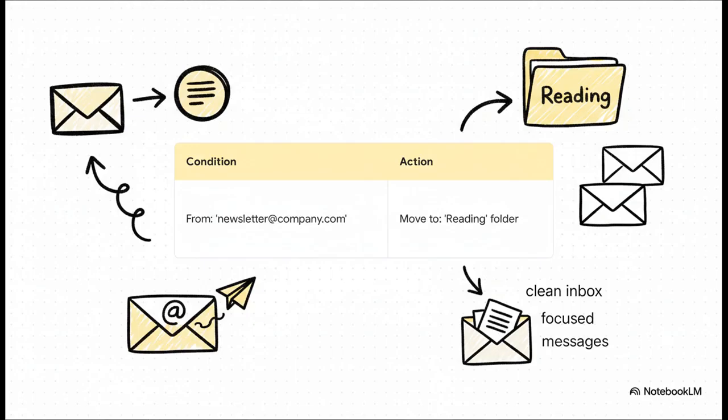Here's a perfect example. We all get newsletters, right? They're not urgent, but we want to read them later. You can set up a simple rule that says any email that comes from this newsletter's address, automatically move it to my reading folder. Just like that, your main inbox stays clean and focused on what's truly important.